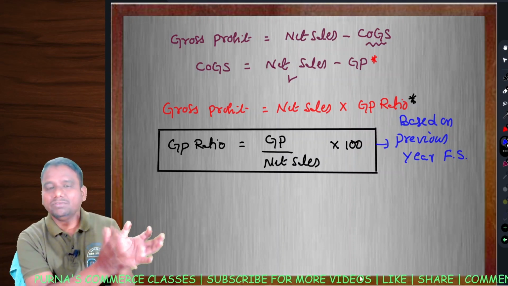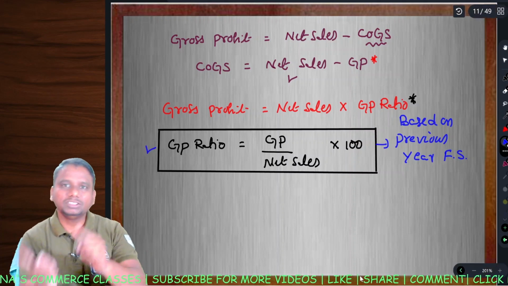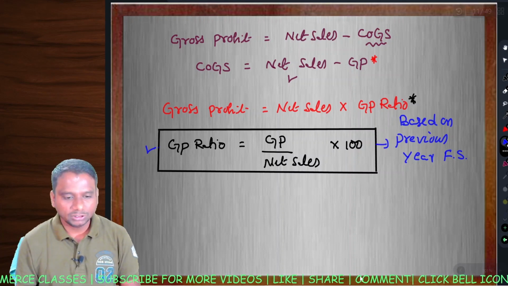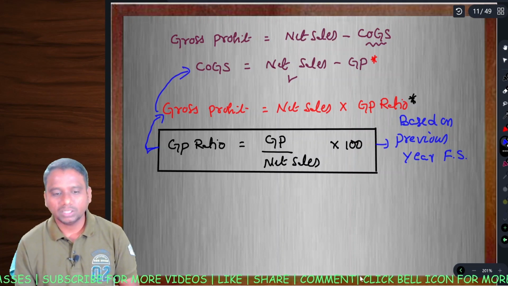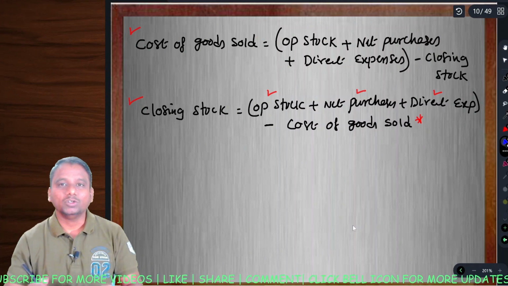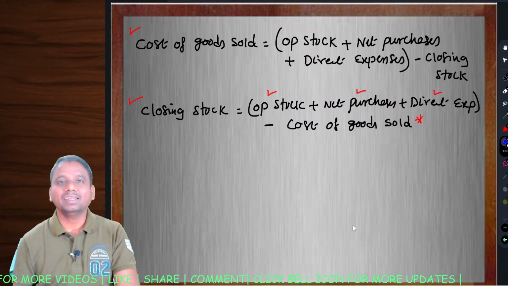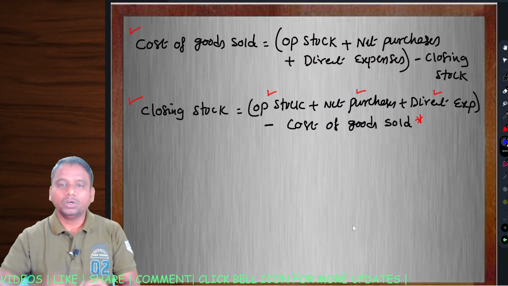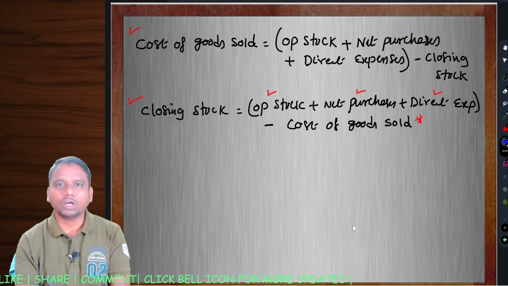So based on the previous year data, you can calculate this GP ratio, and the same GP ratio we apply for the current year data. So from this GP ratio, you can calculate gross profit. From this gross profit, you can calculate COGS. From this COGS, you can calculate closing stock. So this is the indirect method, which we should follow for ascertaining or calculating closing stock. So this is formula based.